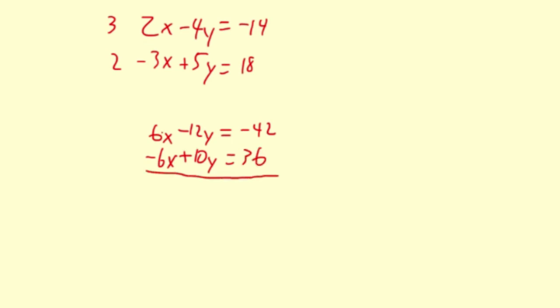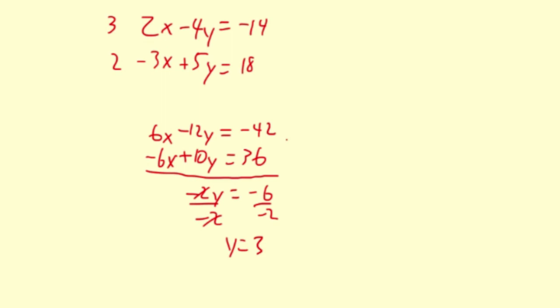Now I'm going to add these equations. 6x minus 6x makes 0. The x's are eliminated. Negative 12y plus 10y, that's negative 2y, equals negative 42 plus 36, that is negative 6. Divide both sides by -2. Those cancel out, so y equals -6 divided by -2, which is +3.